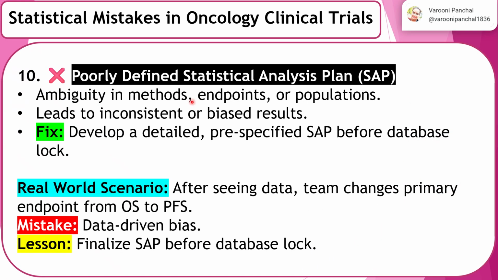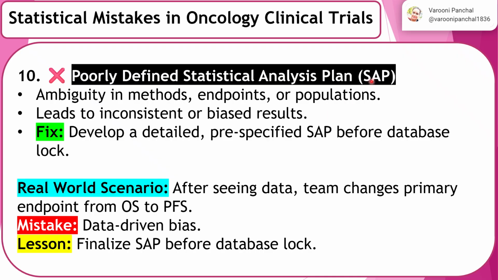Number 10, poorly defined statistical analysis plan. This leads to ambiguity in methods, endpoints or populations. Ambiguity is nothing but uncertainty. There is no direction as to what needs to be done, because the definitions of these methods and endpoints are not defined properly in the SAP, right? That leads to inconsistent or biased results, because the programmer and biostatistician do not know how to calculate that endpoint, or how to use the method, or what assumptions need to be made.